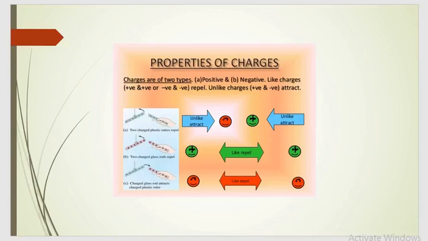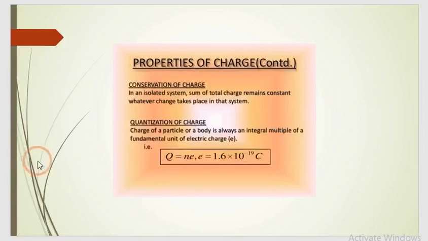Let's start with the basic properties of electric charges. We are going to discuss the following: one, additive nature of charge; second, quantization of charge; then conservation of charge; and then force between charges. So let's move towards the properties of charges.